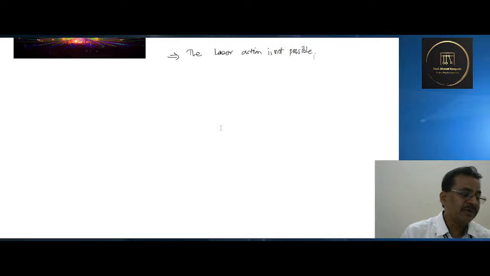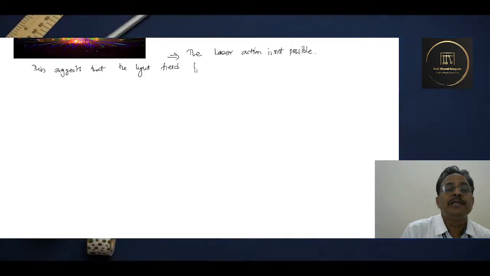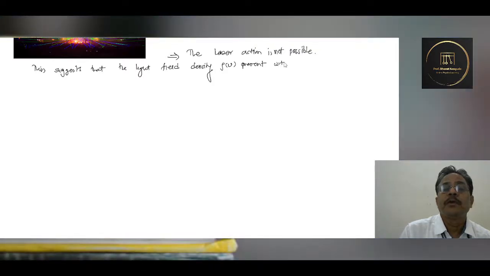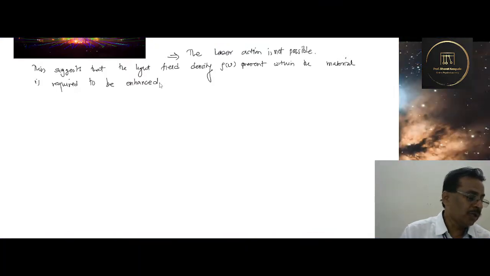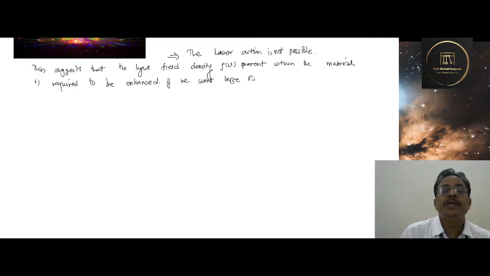So this is the last statement here. This suggests that the light field density, that is rho nu, which we have taken from the black body radiation present within the material, is required to be enhanced, or to be increased, if we want a large number of stimulated emissions.